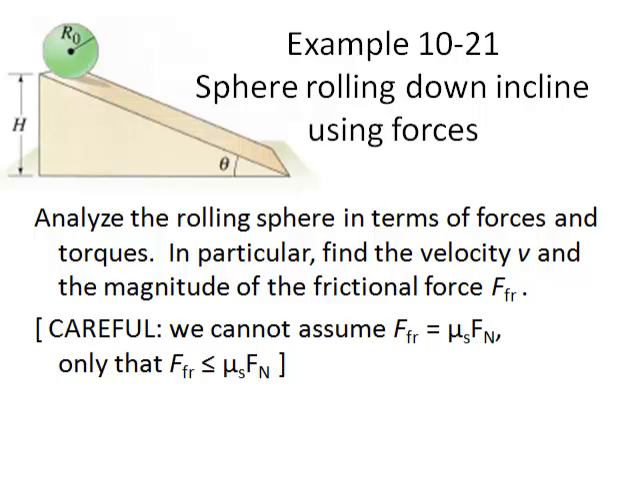The question reads, analyze the rolling sphere in terms of forces and torques. In particular, find the velocity v and the magnitude of the frictional force, and they call it F sub Fr here. We know in this case, since we're rolling without slipping, that frictional force is going to be the force of static friction. Just be careful again, we cannot assume that the force of static friction is equal to mu s Fn, only that the static frictional force is less than or equal to mu s Fn. So we need to be cautious in using that formula.